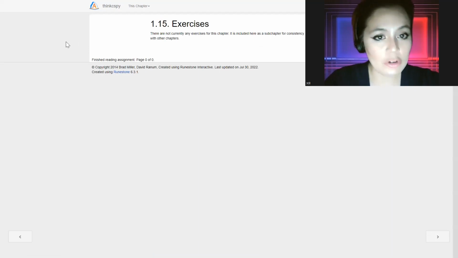And there's no exercises for this first module. But as we go forward, we'll have more opportunities to practice all of the operations and functions that we've learned.